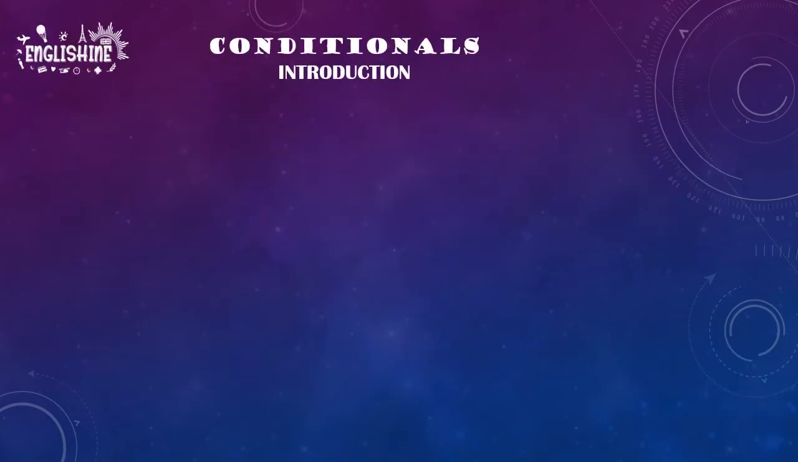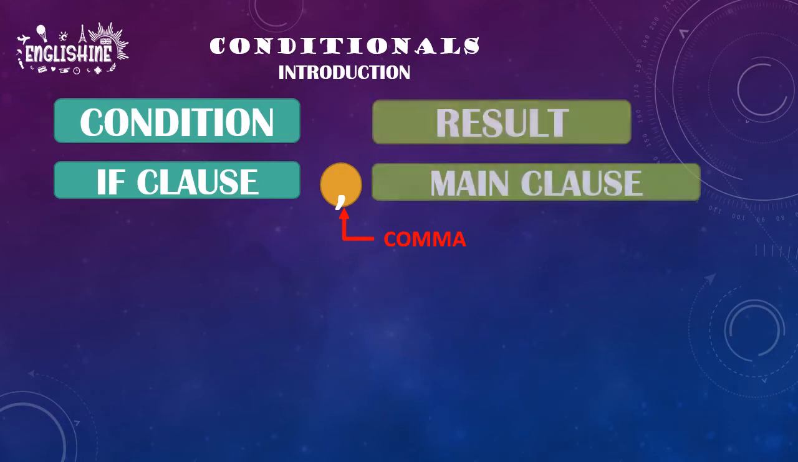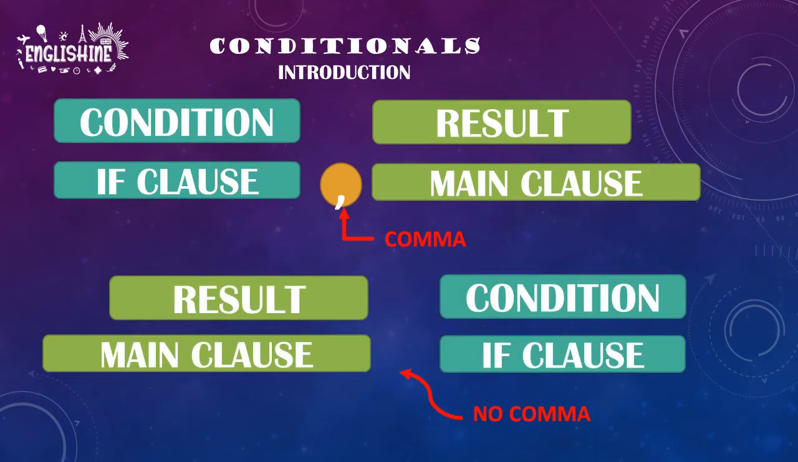Note, there are two ways of ordering a conditional sentence. We can use condition, comma, plus result, with a comma after the condition. Or we could use result plus condition without a comma between the two.